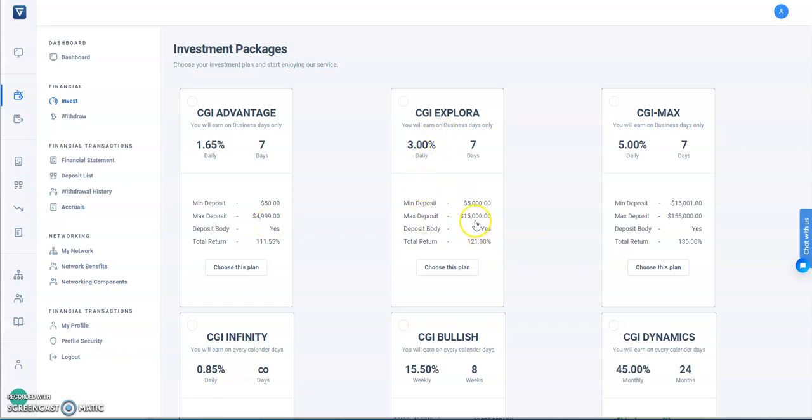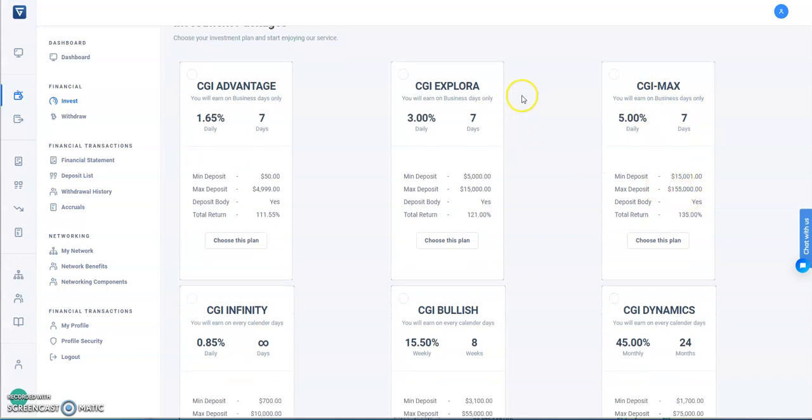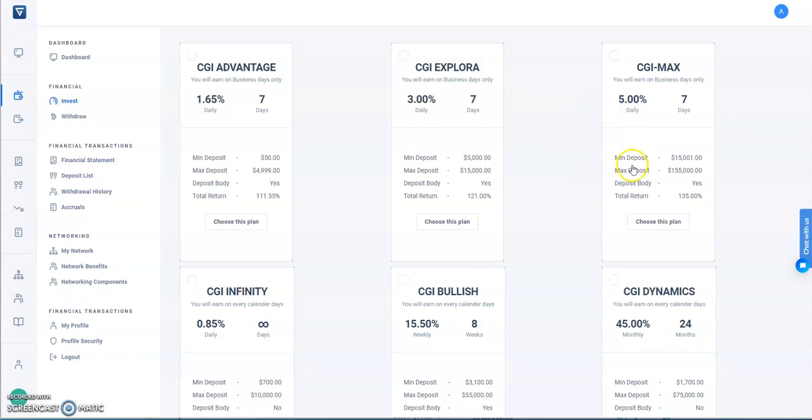Explora, 5,000 to 15,000. CGI Max, 15,001 to 155,000. So I have those. All right, these are all deposit returns, so you can see the total return that you get from it. The first 100% in each of these plans is your deposit included. And then what you get with the other smaller percentages, your pure profit, 11.55, 21%, 35% pure profit within those 7 days, 7 day trading plans here.